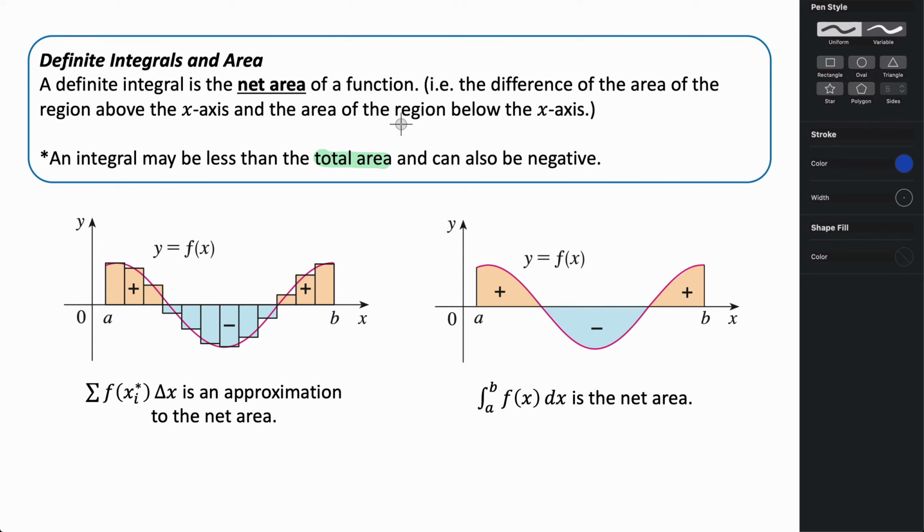Net area is just represented by our typical integral, right? So the integral from a to b of f of x dx represents the net area. If we wanted to find total area, we would take the absolute value of our function here.